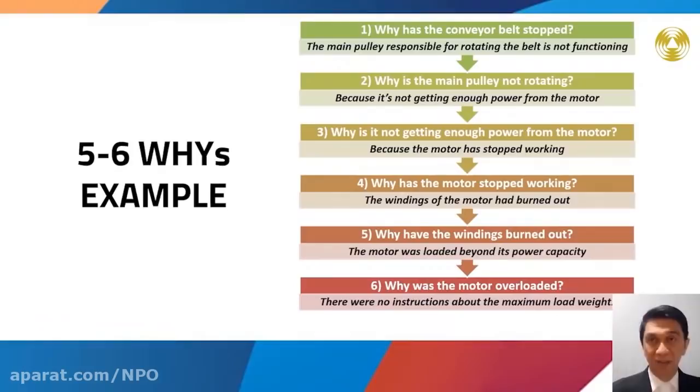So why then did the motor stop working? Because the electrical windings for the motor got burned. Why? Because the motor was overloaded beyond its capacity. Why? Because there were no instructions about the maximum load weight for the motor. So it turned out that people were loading the motor beyond its capacity. That was the reason why the conveyor belt stopped.